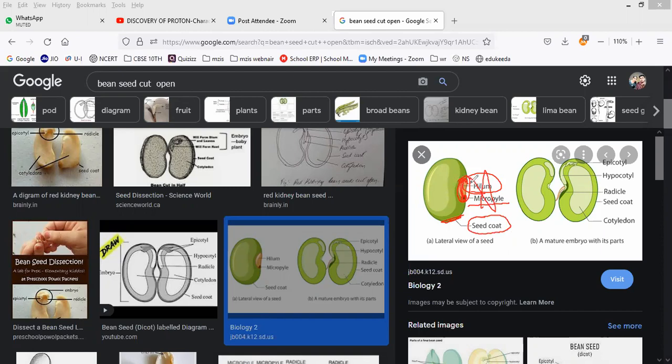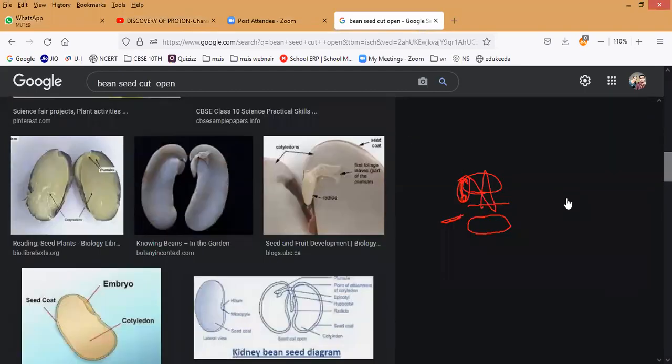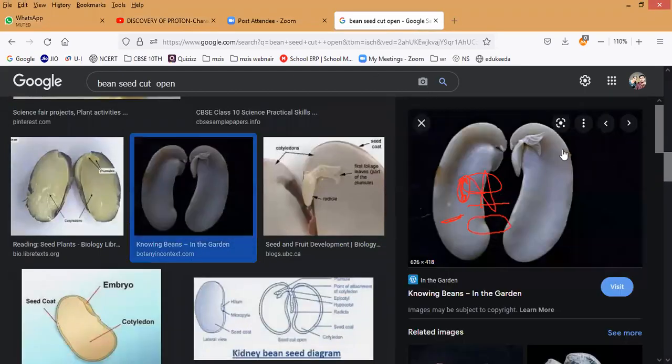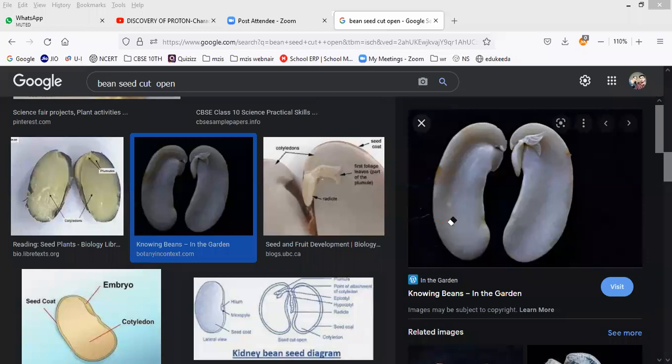Now if you cut this bean seed, and if you have one at home you can see, it will have a structure like this inside. Have you seen the small plant inside here, Tarani, Arvind? That is what is called the embryo. What do we call it? We call it the embryo. Understanding? That is the baby plant.